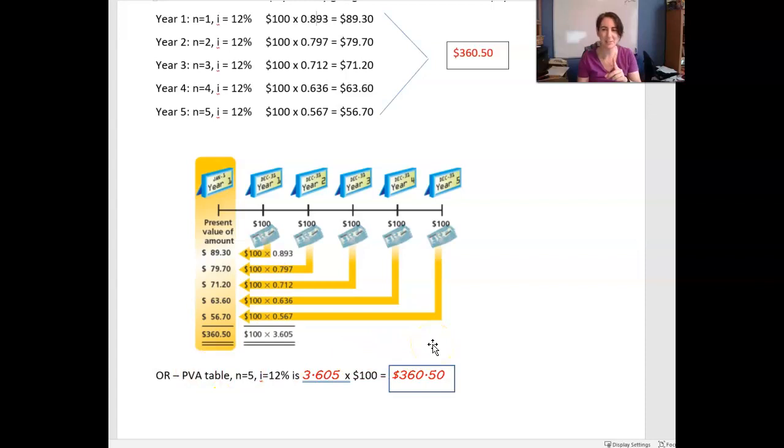Alternatively, because it's an annuity, this is where it gets fun. Get excited, people. Because the amounts are equal, $100 every year for the next 5 years, I can cheat. It's not really cheating. It's more of a more efficient way of doing this. I can use the present value of an annuity table. Annuities are equal payments. Again, my N is 5 because it's 5 years, and my I is 12% because that's the interest rate they gave me.